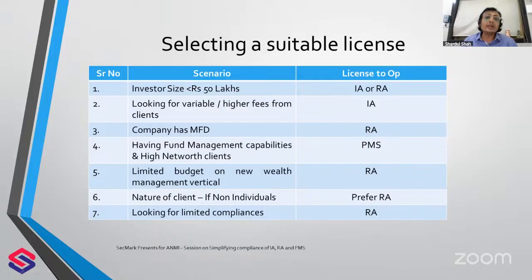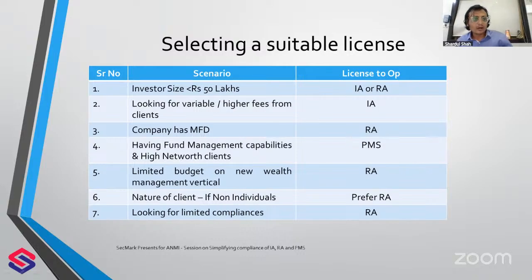Another such scenario is a limited budget on a new wealth management vertical. We know that there are about 5 to 6 wealth management verticals: research, investment advisory, portfolio management, AIF, mutual fund, CIS. Now, a broker wants to start, but is not very sure which activity to start with. The least compliance license is the research analyst license, where there are a limited number of compliances and limited record keeping. Let us start with one vertical first, understand the flow, and then may go for a few additional licenses at a later date.